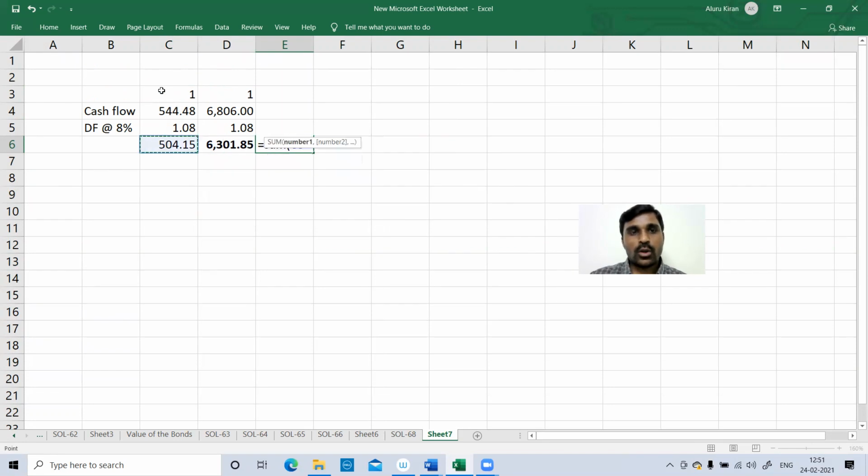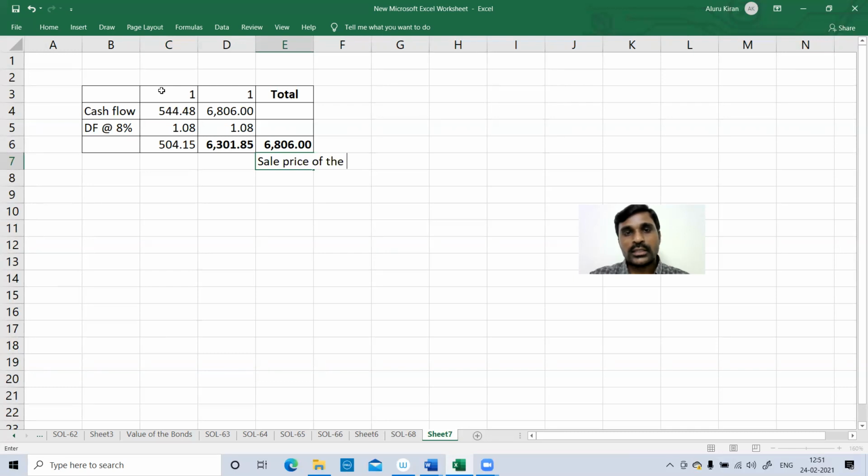With this formula, you are familiar with this presentation, right? This is how I am calculating the total price. This is the price of the bond. This is the sale price of the bond.